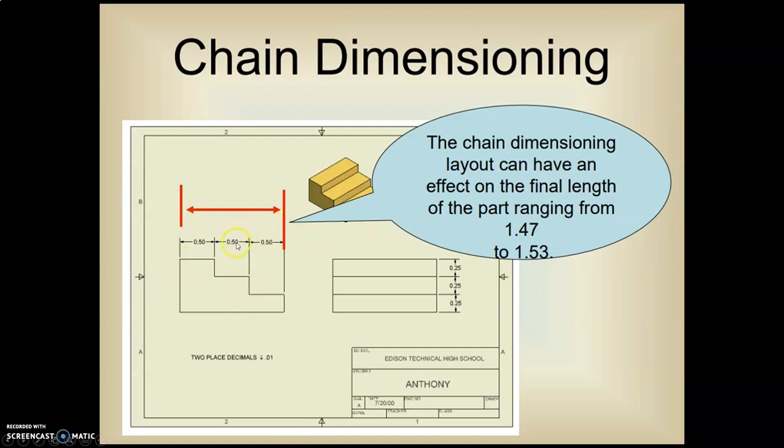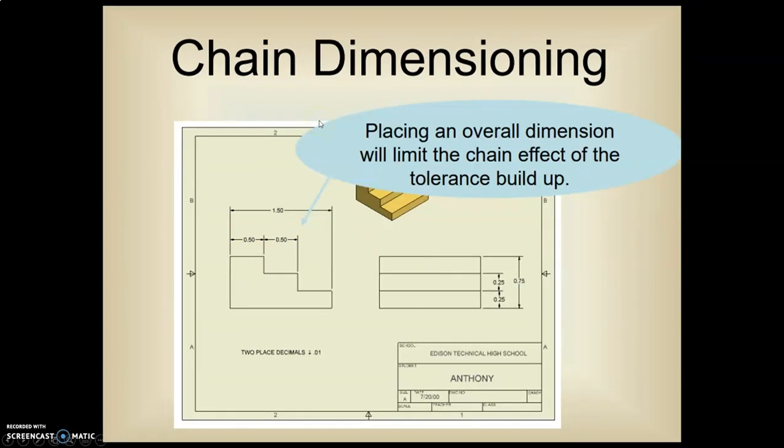So basically what we normally do is we get rid of one of these dimensions and we put the chain dimension and then an overall. It's like we show here. That way we have 1.5 up here with a tolerance of 10 thousandths. So our overall, even though it's 1.5, can only vary by 10 thousandths instead of this way where we had 30 thousandths.